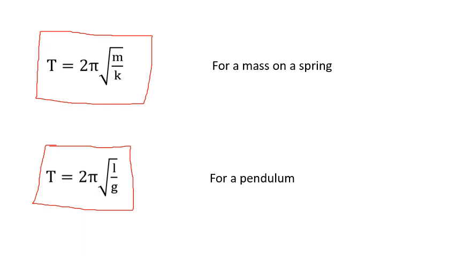So these are the two systems that we need to know, a mass on a spring and a pendulum, and using these two equations, be able to rearrange them as well. For instance, if I wanted to know k, then I would square both sides and then rearrange it for k, etc.